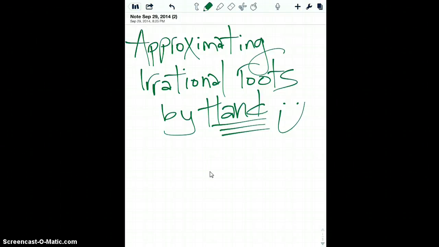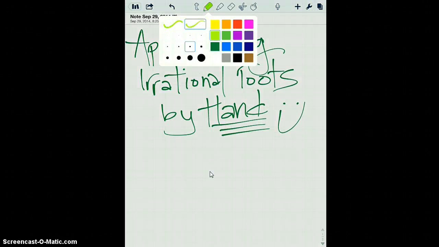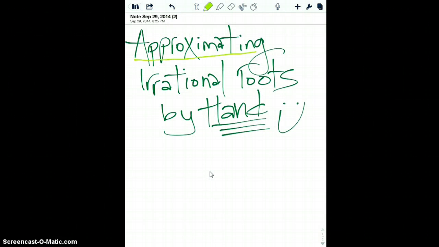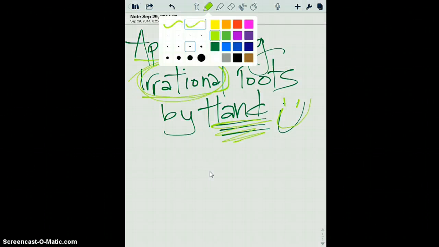Hi, you guys. It is Miss Eberly here, and we are going to approximate irrational, okay? Not rational, irrational roots by hand. And so, this is something that's going to be exciting for you because it's something totally new you've never learned. So, that's always exciting.